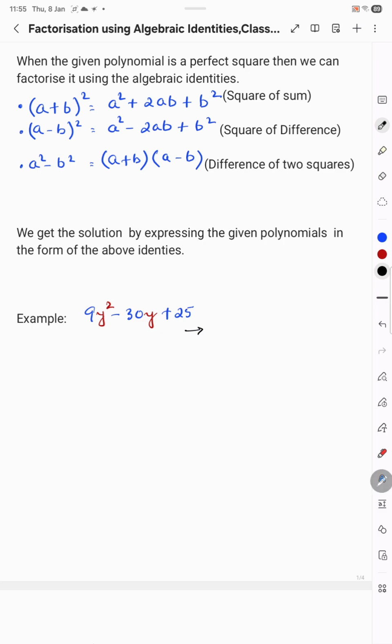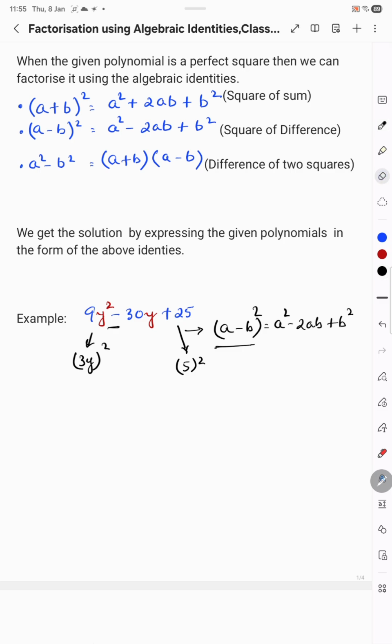Now we try to match this with (a minus b) whole square, which is a square minus 2ab plus b square. Why have we taken (a minus b) whole square? Because we have a minus sign here in 9y square minus 30y plus 25. Now see, this 9y square can be written as (3y) whole square, and this 25 can be written as 5 whole square.